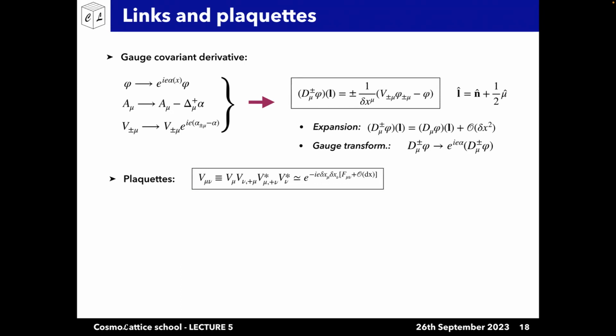We can build more complex stuff. For example, one thing that we can build are plaquettes, which are defined as the product of 4 links. This is a product of U_mu, this product of links. And you can show that this product of 4 links recovers in the continuum limit the exponent of several factors multiplied by the field strength, right?